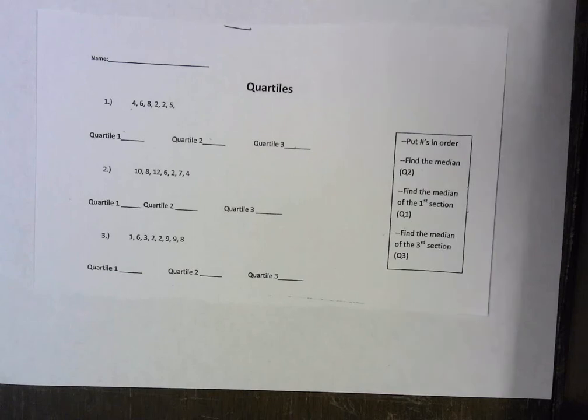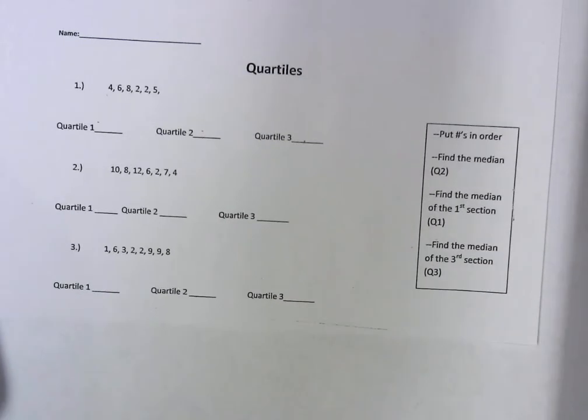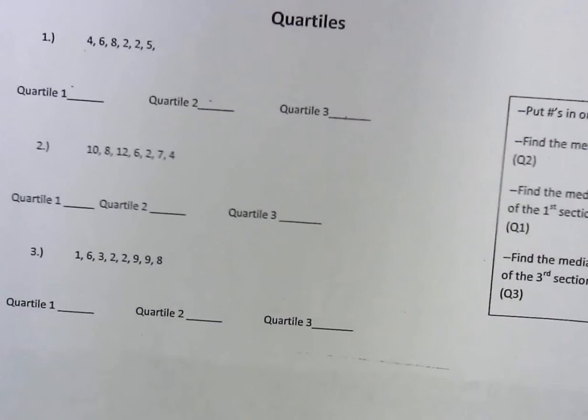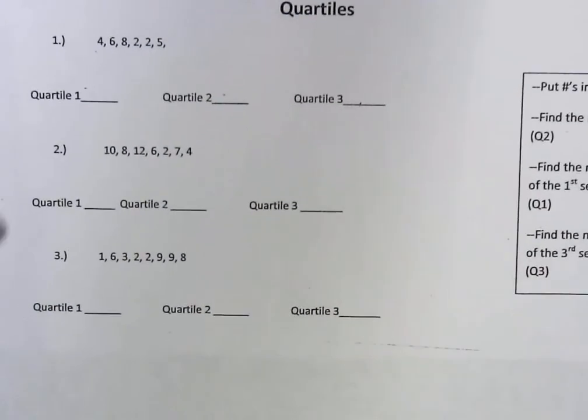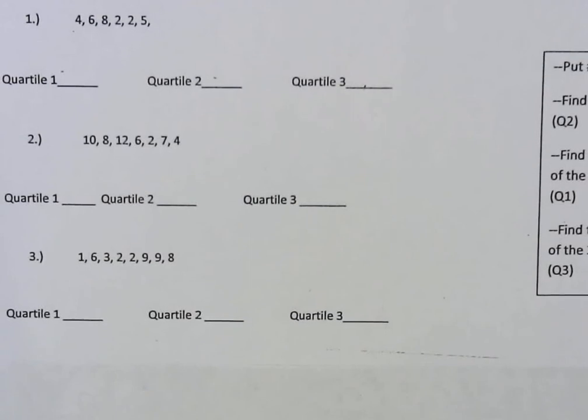Okay, so we're going to work a couple of examples together, but once you get the hang of it, it's going to be pretty simple. So quartiles again, we're splitting our number set into sections and then finding the different medians. And then when we're done with this, we're going to glue it in our journal.